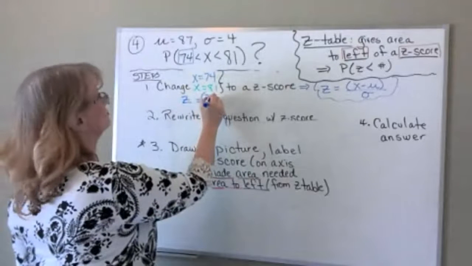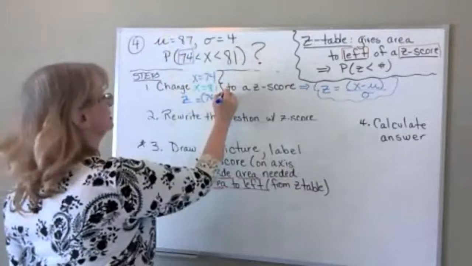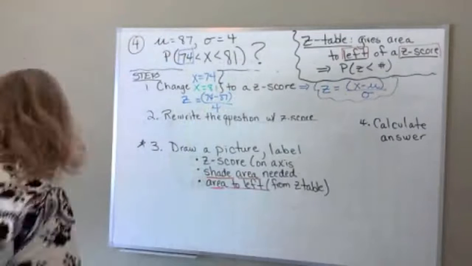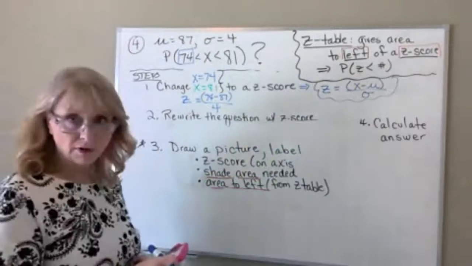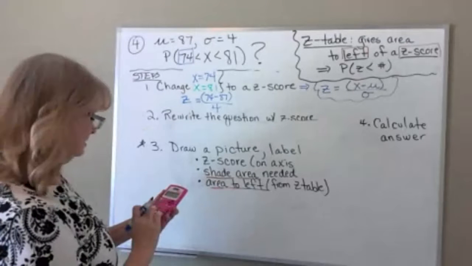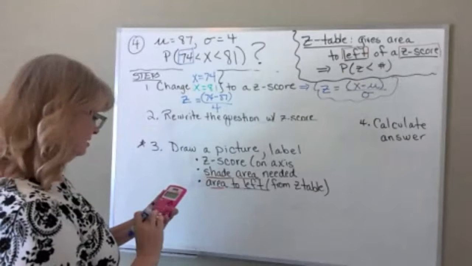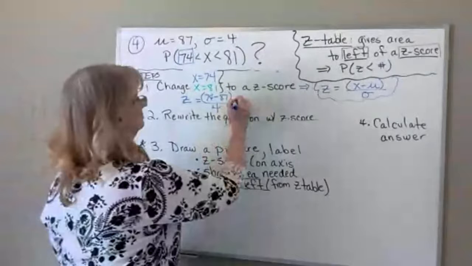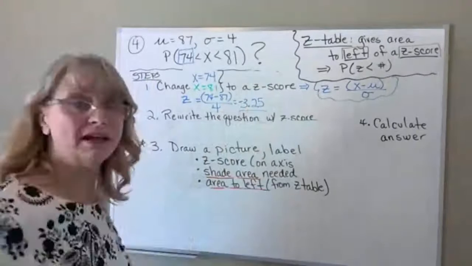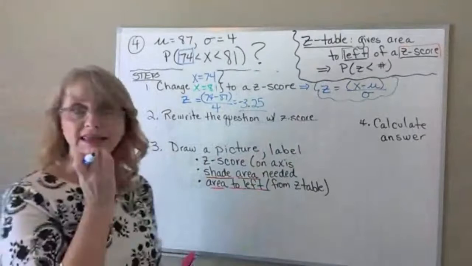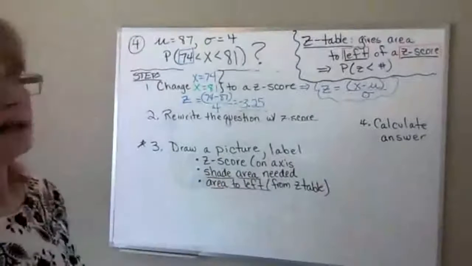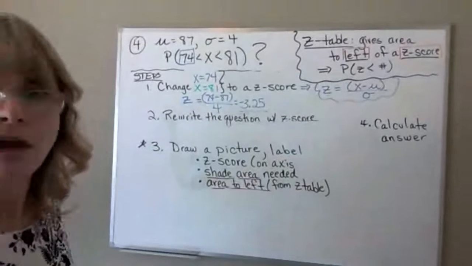You should have 74 minus the mean divided by the standard deviation. So remember, those parentheses are important. So I'm going to have 74 minus 87 divided by 4. Negative 3.25. Wow, that's unusual, isn't it? Because that's less than negative 2. Did you guys get the same thing? Raise your hand if you got that for the z-score for 74. Yeah? Okay.